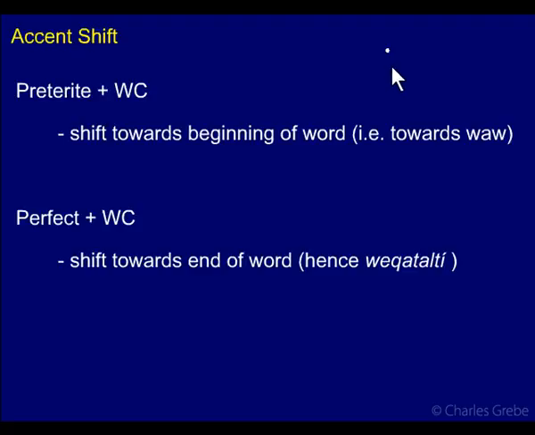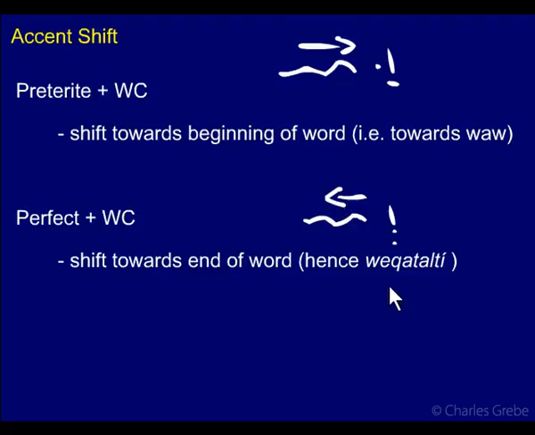Let me write this again. So we have vav. Here's our preterite. Okay, the shift, if you have it, will be this way, and vakatal. This is our vakatal here, or our perfect plus vav consecutive. The shift will be this way. This is towards the beginning of the word. This is towards the end of the word.